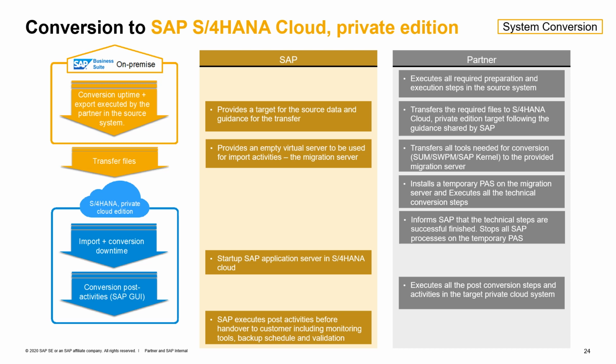After the final server has been started, you can execute all the post-conversion activities and steps for your conversion, and this can be performed directly on the target environment with now the final application server up and running using the SAP GUI connection. Once this is also completed, you will inform SAP, which will then execute post activities that are required before handing over the system to the customer. Those activities include the monitoring tools setup, the backup schedule, and the validation of the target environment, including add-ons.